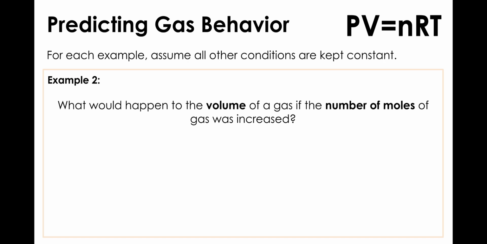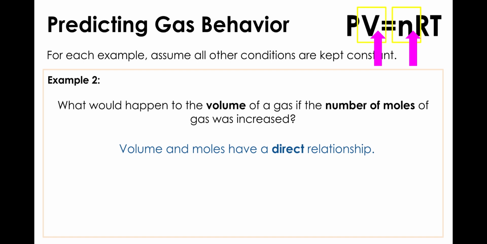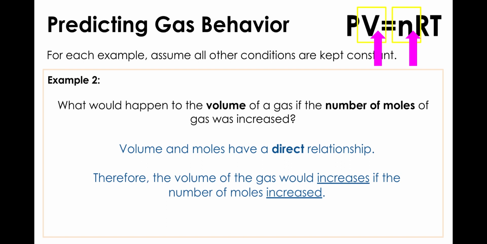Example 2. What would happen to the volume of a gas if the number of moles of gas was increased? So we're looking at capital V, lowercase n, and it's telling us that lowercase n was increased. They're on opposite sides of the equal sign, so that should be a sign that they have a direct relationship. So therefore, volume would also increase because volume and moles have a direct relationship. And you would, in your explanation, say, therefore, the volume of gas would increase if the number of moles increased.